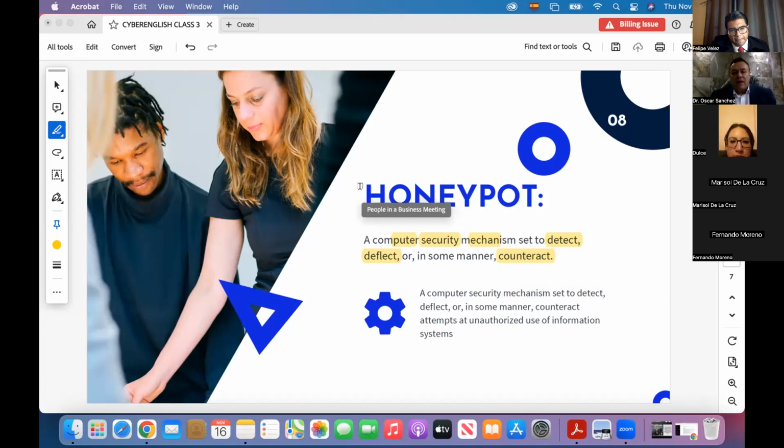Honeypot. Honeypot, a computer security mechanism set to detect, deflect, or in some manner counteract. Very good. Rapidísimo, Dulce. A computer security mechanism set to detect, deflect, or in some manner counteract. Very good. Very good.